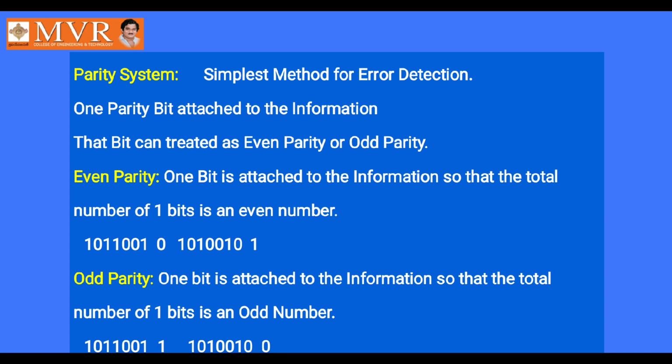In the second example, you take 1010010, which contains an odd number of ones in the input itself. As an odd number of ones are already there, as the extra parity bit we add 0, so as not to make any change.